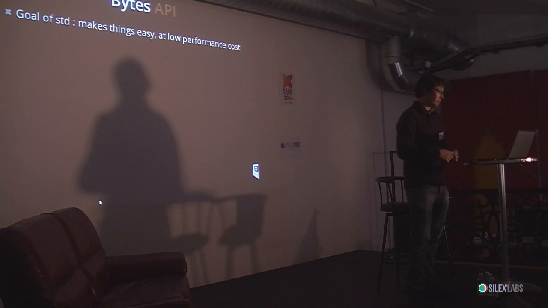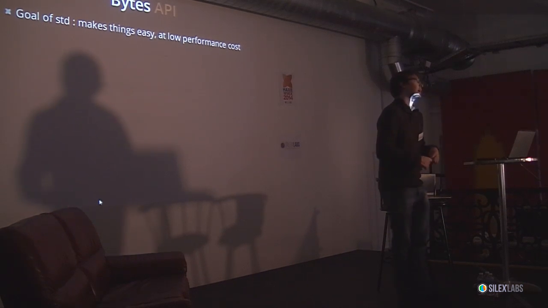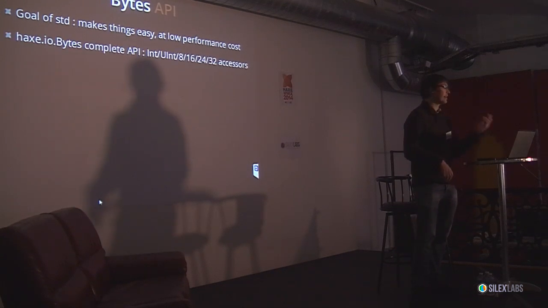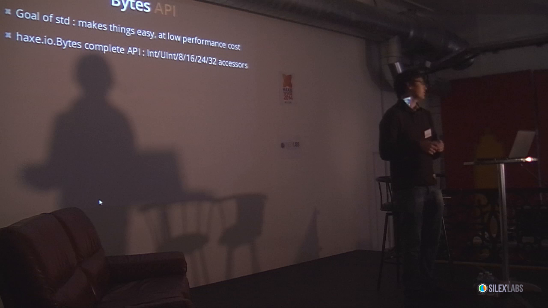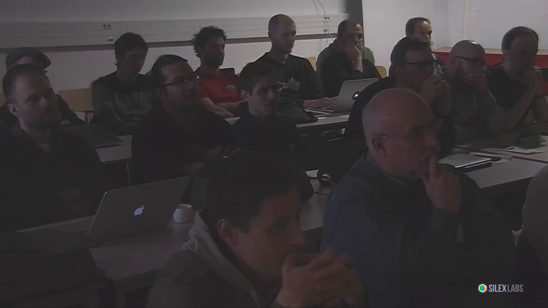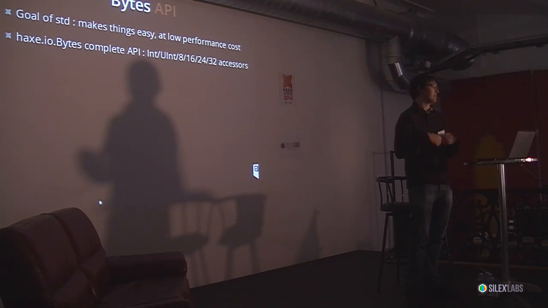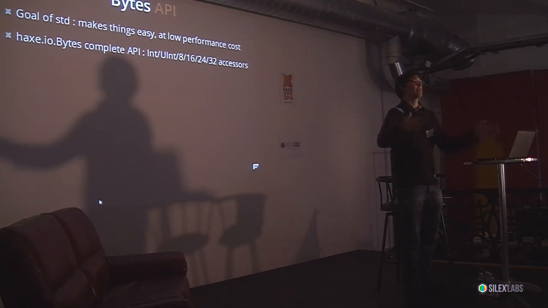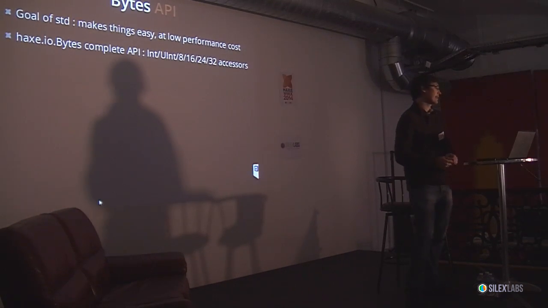And the Bytes API currently, we have several APIs for that. We have haxe.io.Bytes. We want to complete it to have all int and unsigned int APIs to access 8, 16, 24, and 32 bits. We added, I think, float and double support in 3.1 as well. And so we want to be able to use bytes not only byte by byte, but more like 2 bytes, 3 bytes, or 4 bytes accesses.